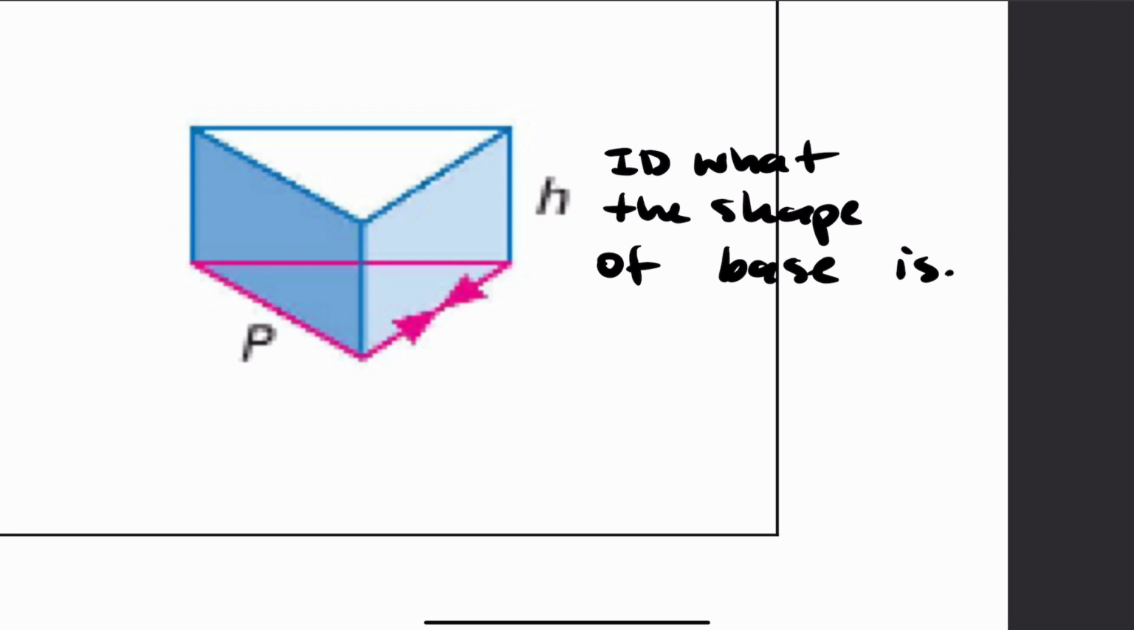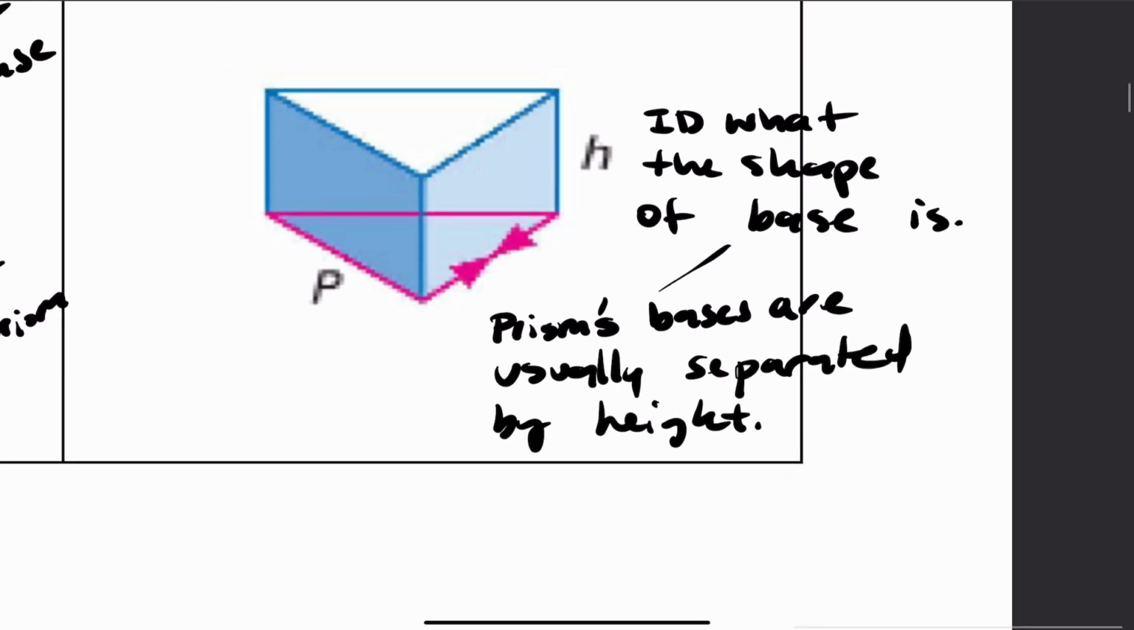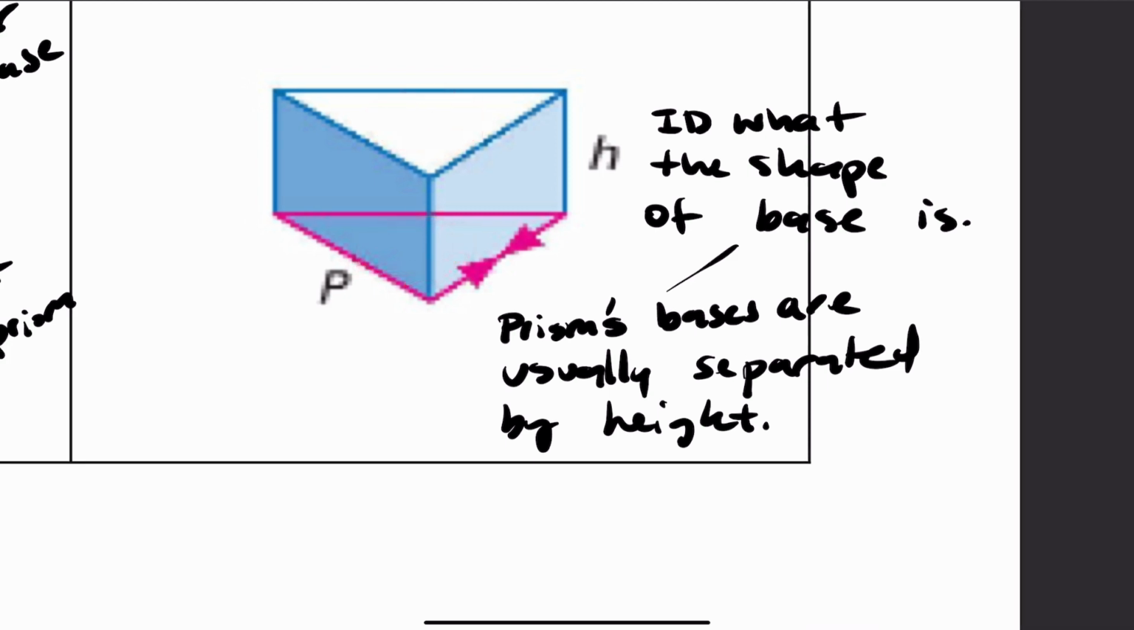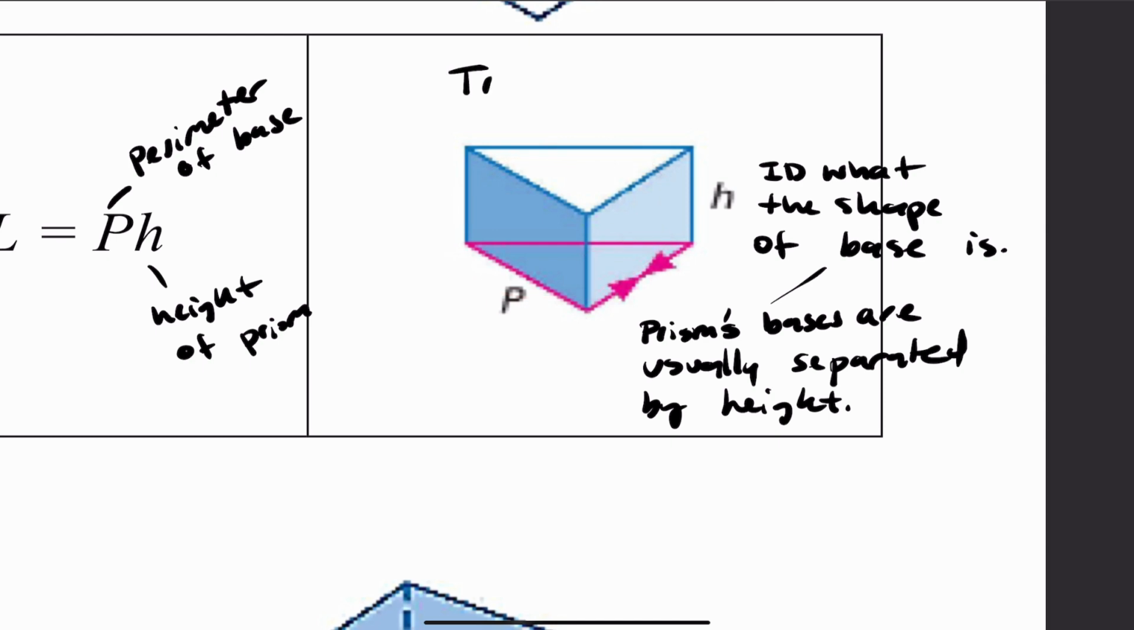Okay? So in terms of a prism, the prism's bases are usually separated by the height. So I know for sure that these two things are the bases because, one, they are congruent parallel faces separated by the height here. Okay? So I can say that this is a triangular prism.